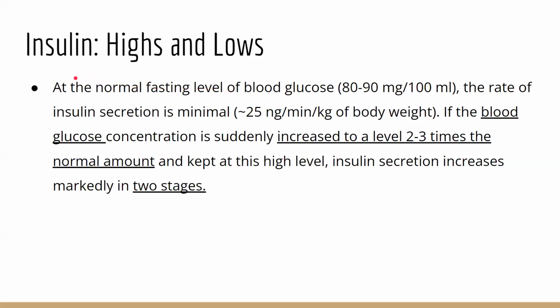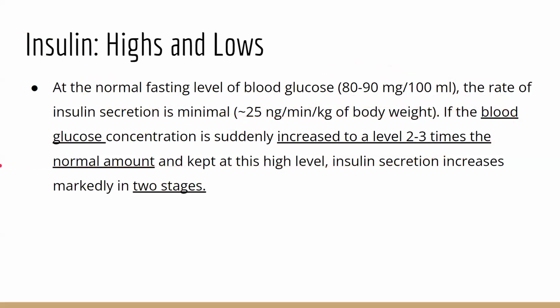All right, insulin highs and lows. So when do you want to increase insulin? At what point does your body decide, okay, now the blood glucose levels are really high, I do need to secrete insulin to maintain and regulate them? So at the normal fasting level of blood glucose, which is about 80 to 90 milligrams per 100 milliliters, the rate of insulin secretion is minimal. So you don't really secrete too much insulin at that point.